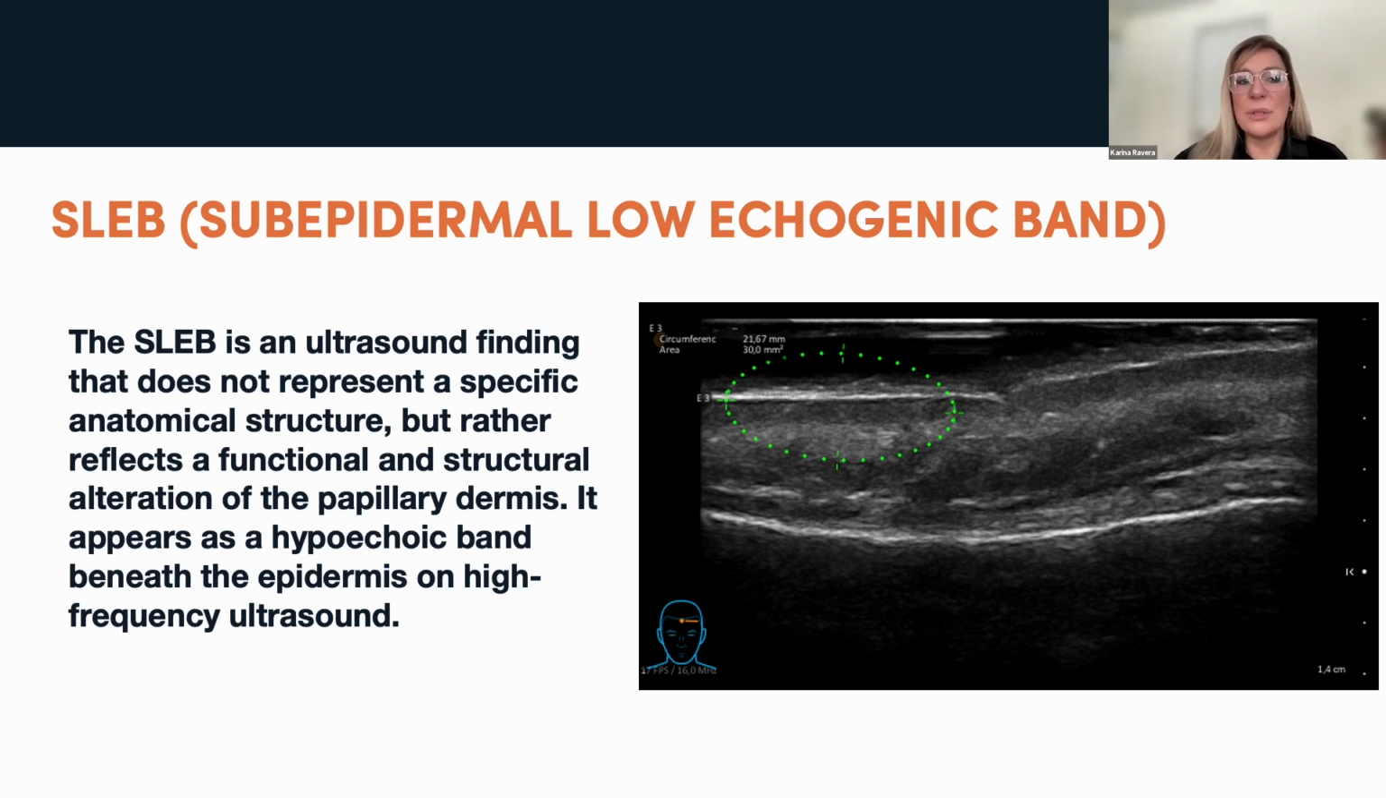And now I will talk about the SLEB, subepidermal low-echogenic band. The SLEB is an ultrasound finding that doesn't represent a specific anatomical structure, but rather reflects a functional and structural alteration of the papillary dermis. It appears as a hypoechoic band beneath the epidermis on high-frequency ultrasound. SLEB is an acronym that tells us where it is located and how it looks.